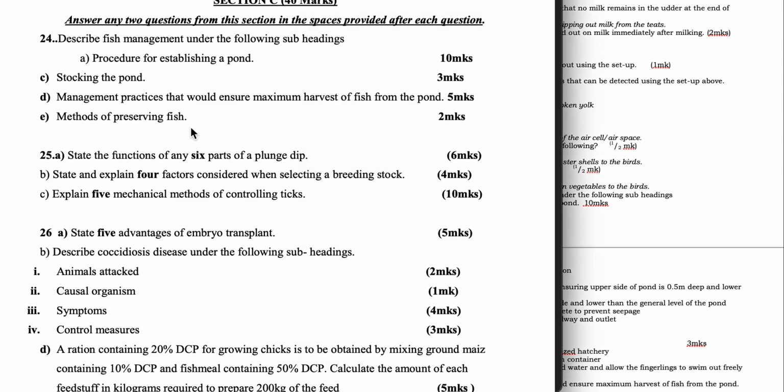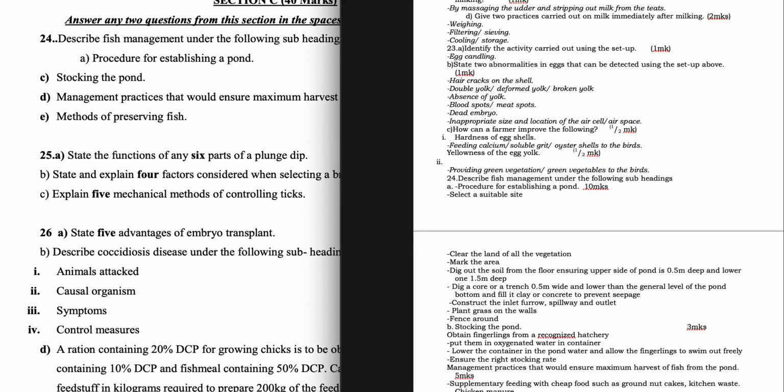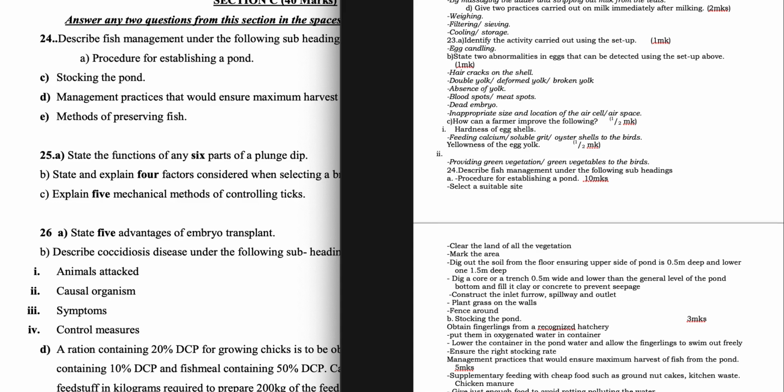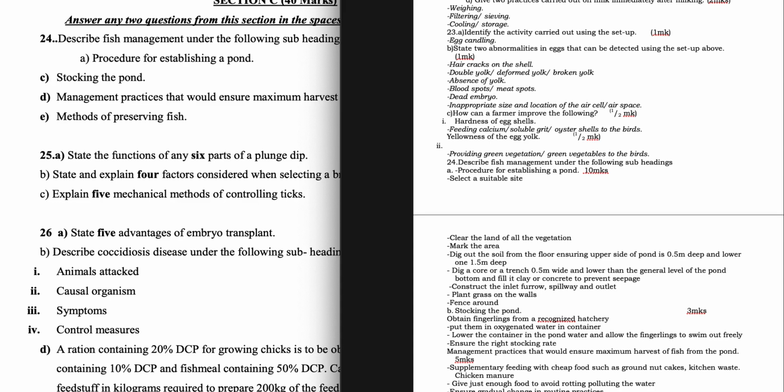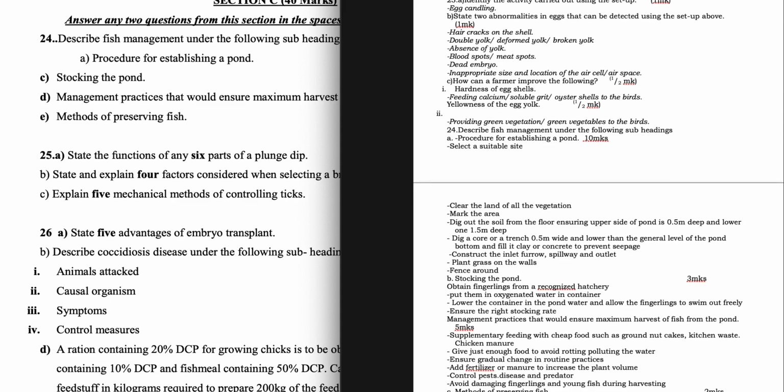Yes, we go to part D, management practices that would ensure maximum harvest of fish from a pond, 5 marks. Here is whereby you do supplementary feeding with cheap food such as groundnut cakes, kitchen waste, or chicken manure. You give just enough food to avoid rotting or polluting water. You ensure gradual change in routine practices. You add fertilizer or manure to increase the plant volume. You control pests, disease, and predators. You avoid damaging fingerlings and young fish during harvest.